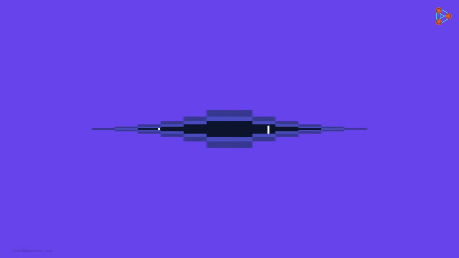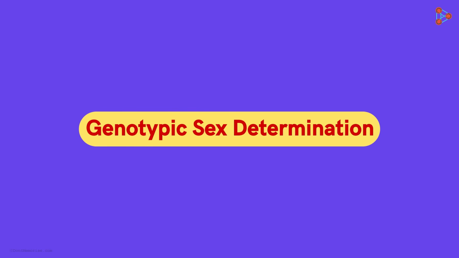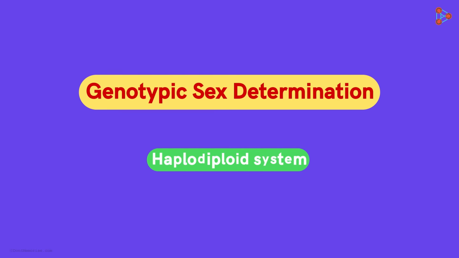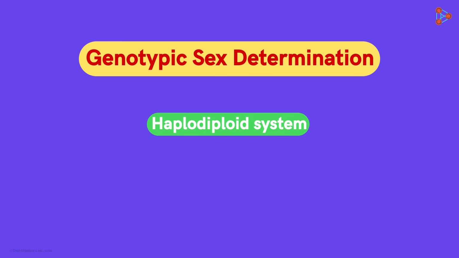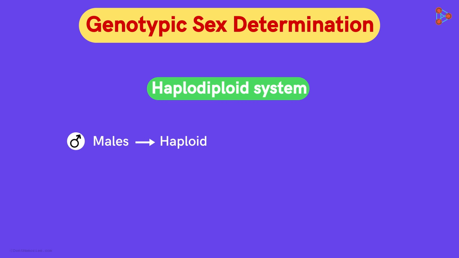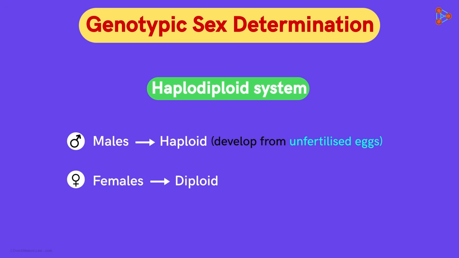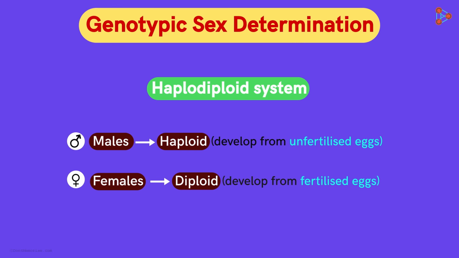Now let's talk about one more interesting type of sex determination that makes use of genes. This system is called the haplodiploid system. Can you guess what this system could be? Well, let me help you. The haplodiploid system is the one in which the males are haploid as they develop from unfertilized eggs, and females are diploid as they develop from fertilized eggs. This system in which males are haploids and females are diploids is called the haplodiploid system.